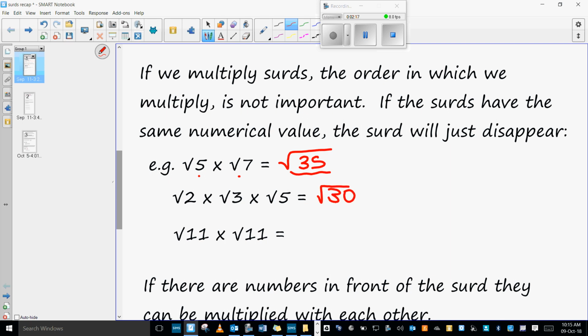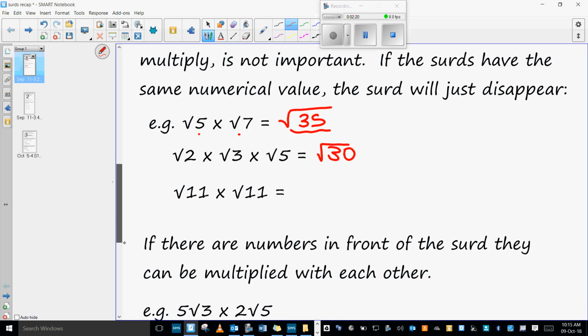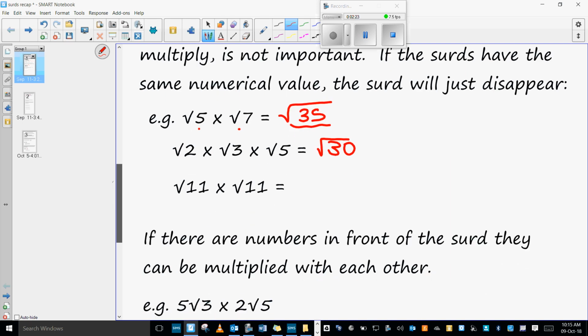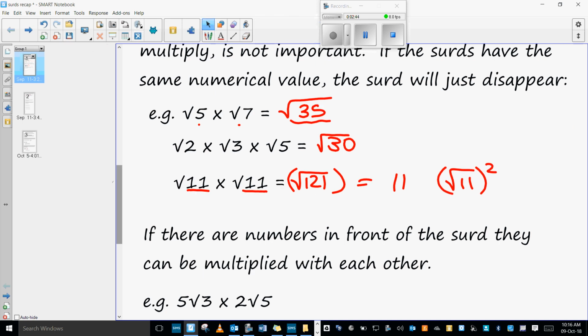Root 11 times root 11. It is root 121, but secretly what I want you to do is to recognize that if we have the square root 11 multiplied by the square root 11, it's just going to be 11. Because essentially you are squaring a square root, which means these 2 cancel each other out. So just recognize that. Try not to go to root 121 and just keep recognizing that you would have just 11.